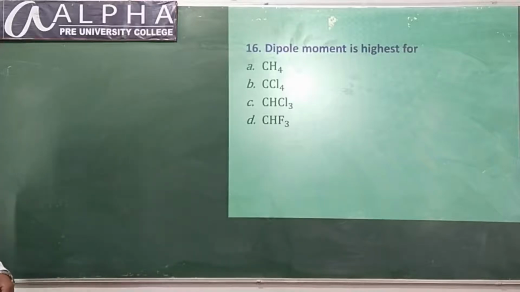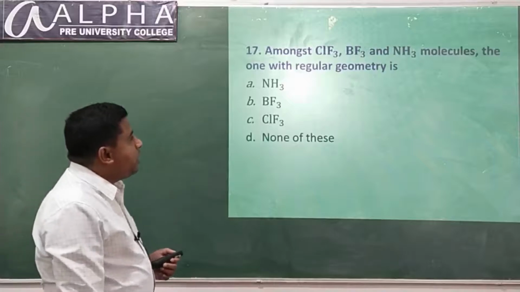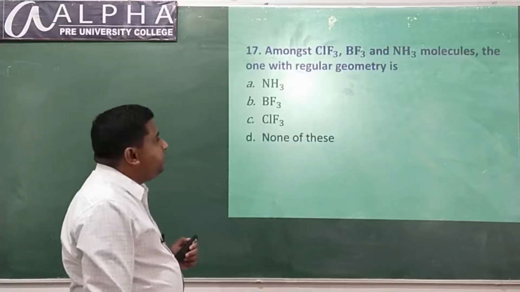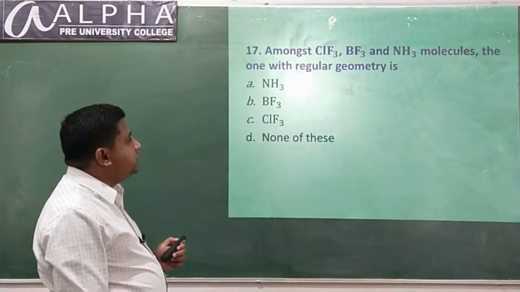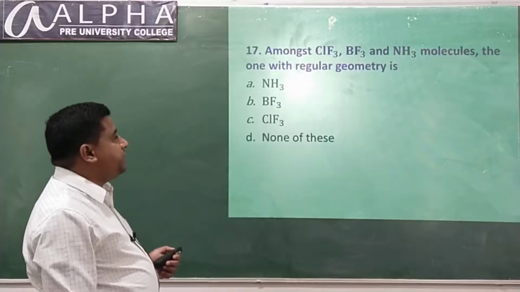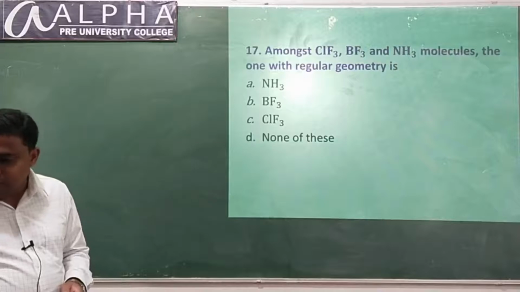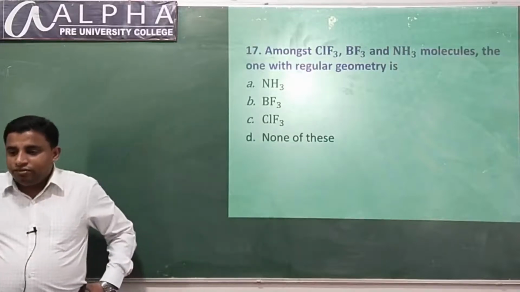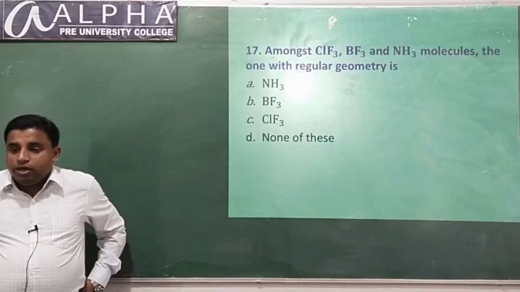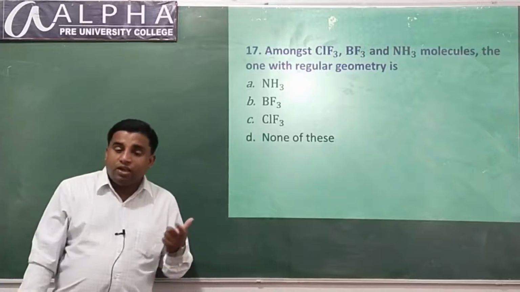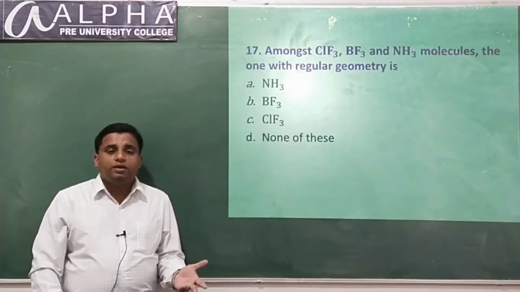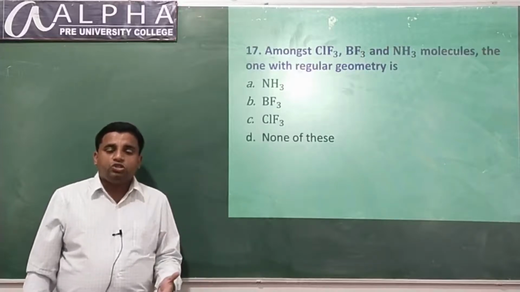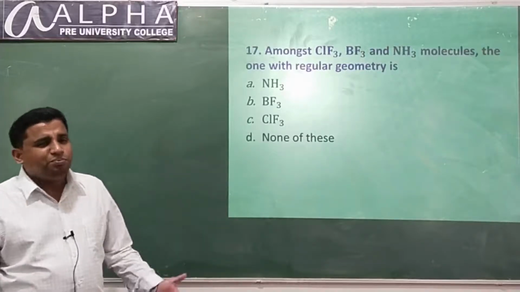Okay, next question. I'll take up the next question. Among ClF3, BF3 and ammonia molecules, the one with regular geometry is? Among ClF3, BF3, NH3 molecules, the one with regular geometry. Students, how many times should I tell you? What is regular geometry? What is irregular geometry? Come on, simple question.